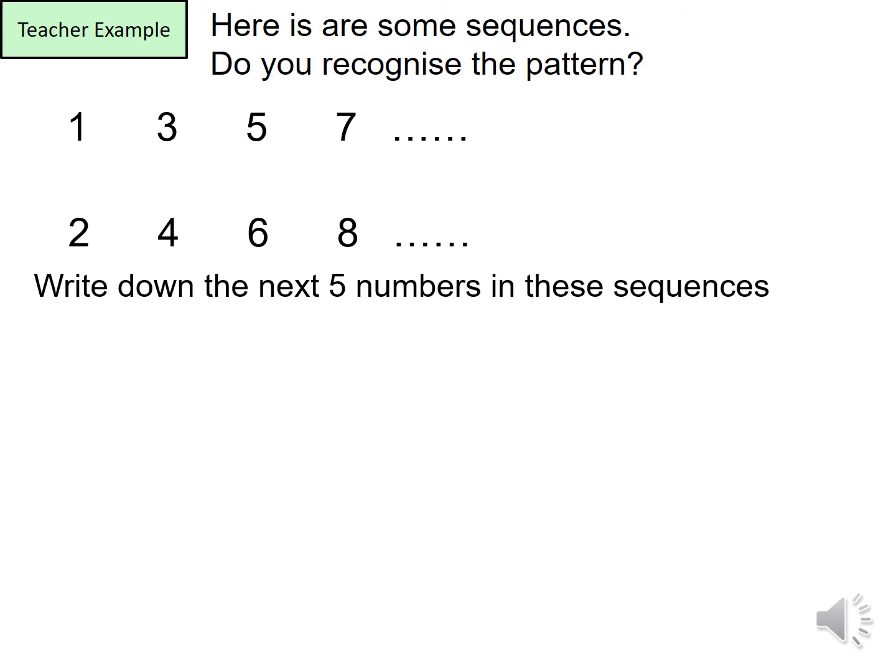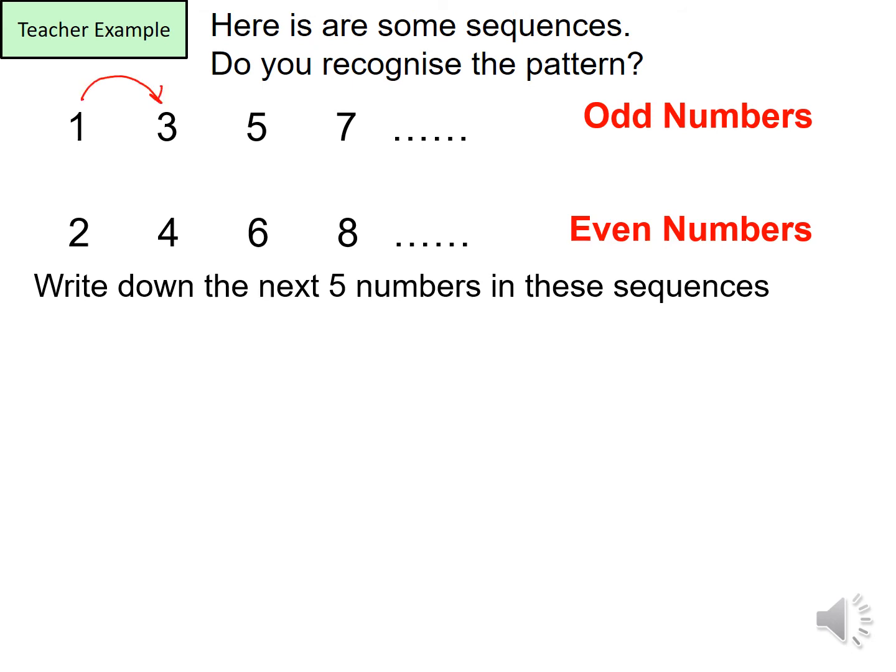So let's have a look at the first set of numbers. We can already see that the first set of numbers are odd numbers, and the second set of numbers are even numbers. Now if you were to write down the next 5 numbers in these sequences, we'd look at the term to term rule. The difference between the first 2 terms is +2. The difference between the next 2 terms is +2, and the next 2 terms is +2. So therefore we should add 2. So you should get something like this.